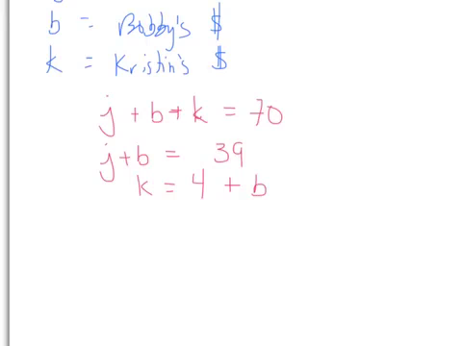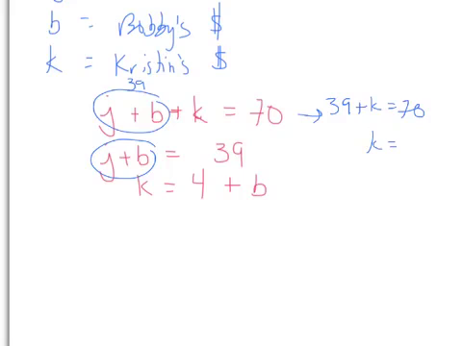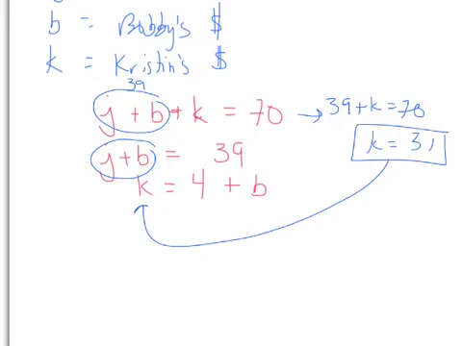Here's why. J plus B is 39. Well, this is J plus B, so you can replace this quantity here with 39, which really gives us 39 plus K equals 70, and therefore Kristen has a total of $31. Well, if Kristen has $31, we can plug it in here, realizing that this must be 27, for 27 plus 4 to be 31, so Bobby has $27.